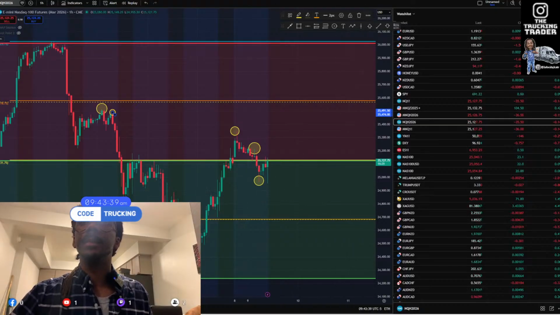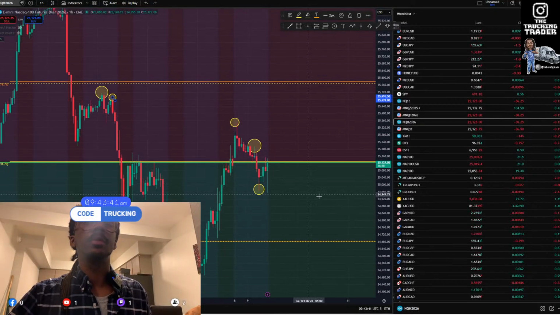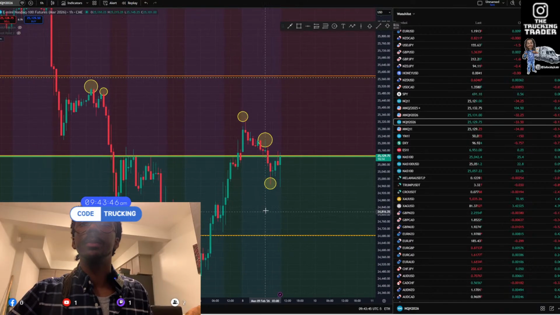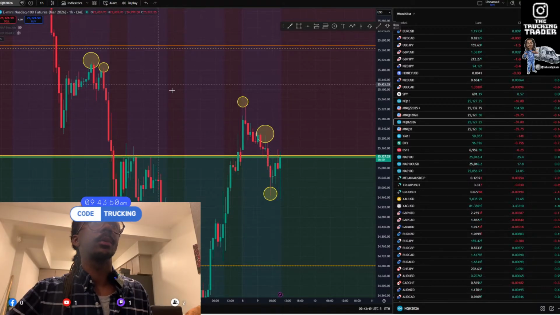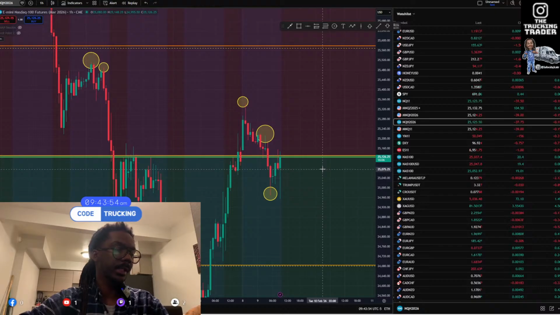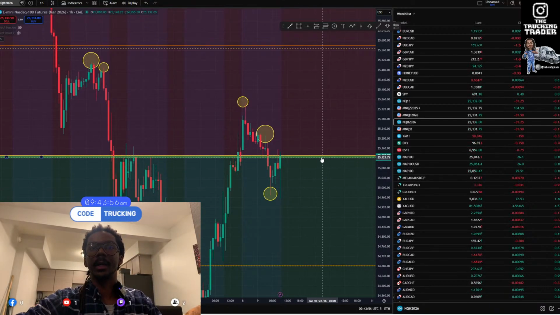All right, so right here we're getting a potential swing failure on a 1-hour time frame. Still too early to tell. We need to see how this candle closes on a 1-hour time frame. So we're going to have to wait for the 10 a.m. candle, right? So that's why ICT teaches time and price.